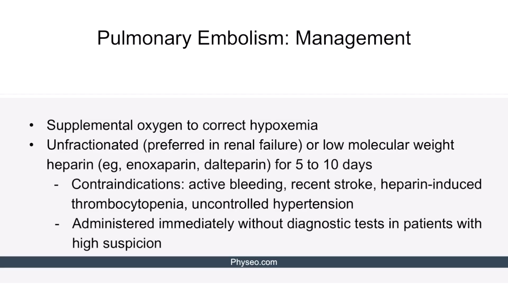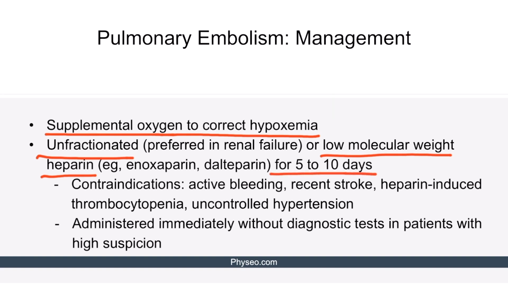Let's talk about management of a pulmonary embolism. Supplemental oxygen is given to correct hypoxemia. Unfractionated heparin or low molecular weight heparin such as enoxaparin or dalteparin are also administered for 5 to 10 days to prevent expansion of the current thrombus and prevent future thrombus formation. Unfractionated heparin is preferred in patients with renal failure because, unlike low molecular weight heparin, unfractionated heparin is not metabolized by kidneys.